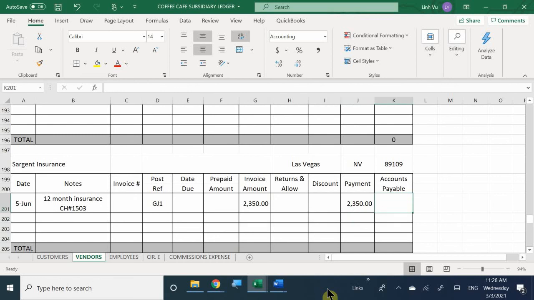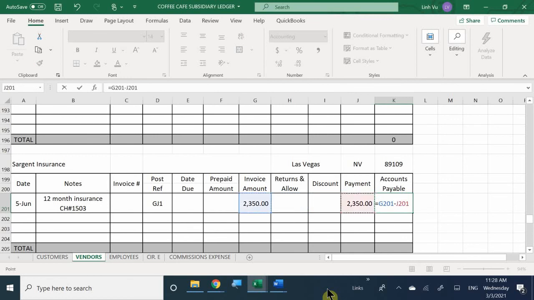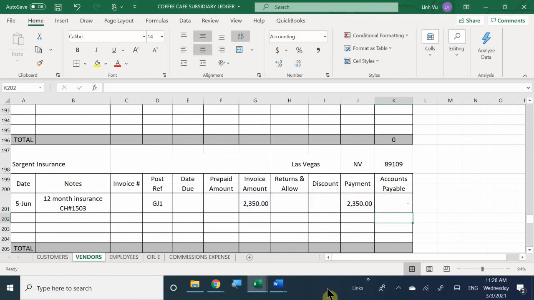So in this case, the formula is going to be your invoice amount, minus any prepaid amounts, minus any returns and allowances, minus any discounts, minus any payments. So in this case, I owe 0 to Sergeant Insurance, okay?